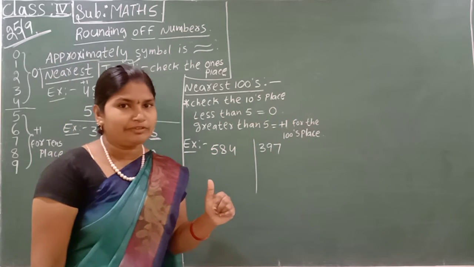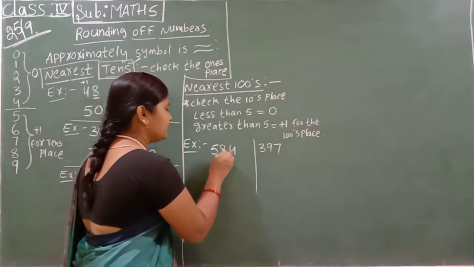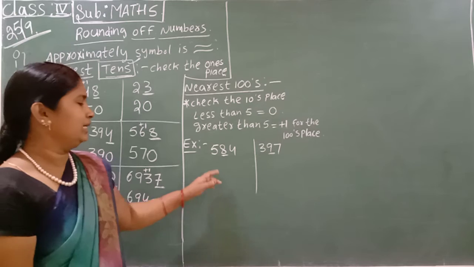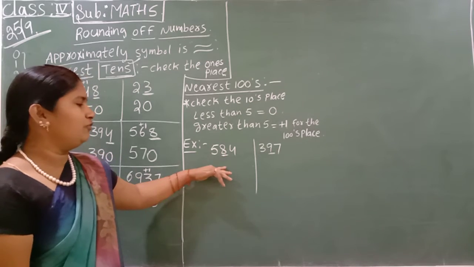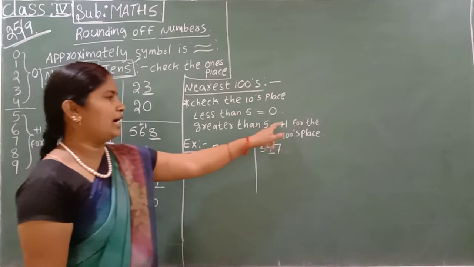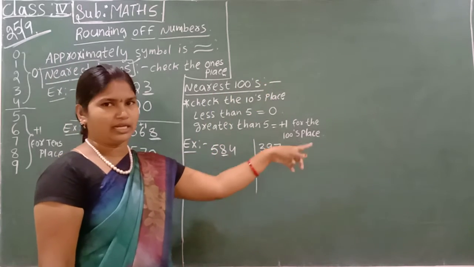Here we want the nearest hundreds. First, which place value we have to check? Hundreds before place means tens place. Tens place we have to check. Tens place is greater than 5. We want to add 1 for the hundreds place. Add 1 for the hundreds place. Why? Because we are writing nearest hundreds.